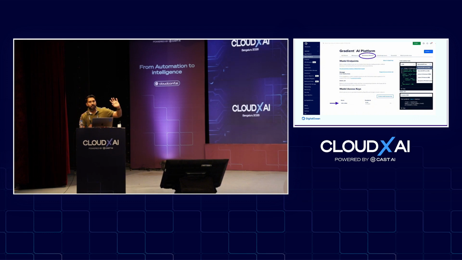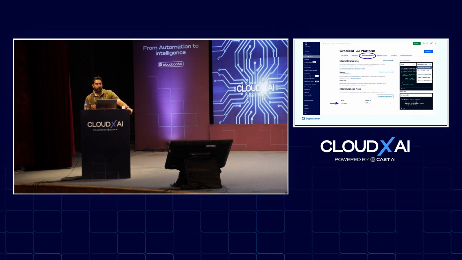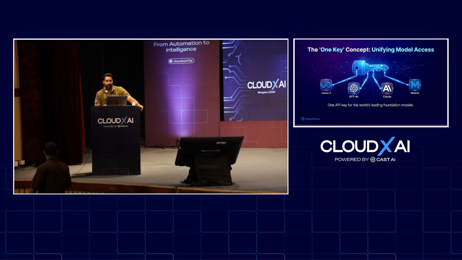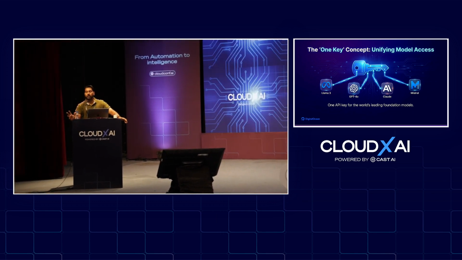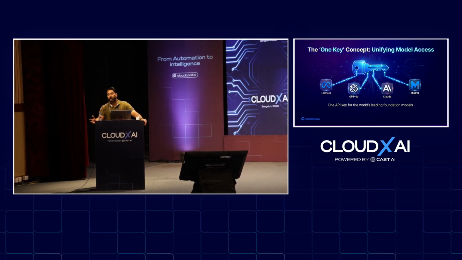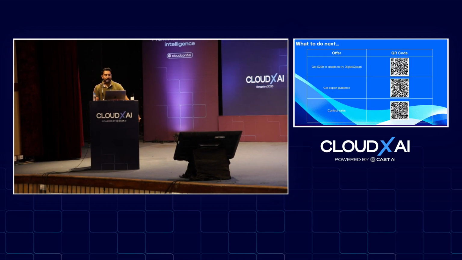Just to wrap up, this is a recap of where you can use serverless inference. You go to agent platform, serverless inference, and create the model access key. And our showstopper for today is the one key concept where you create one model access key and that gives you access to different model providers from different vendors: Llama, GPT, Claude, Mistral, right?